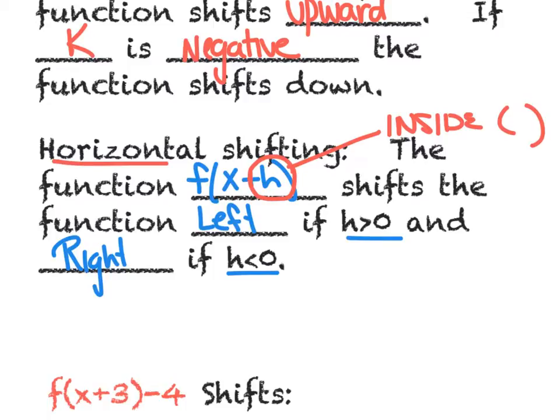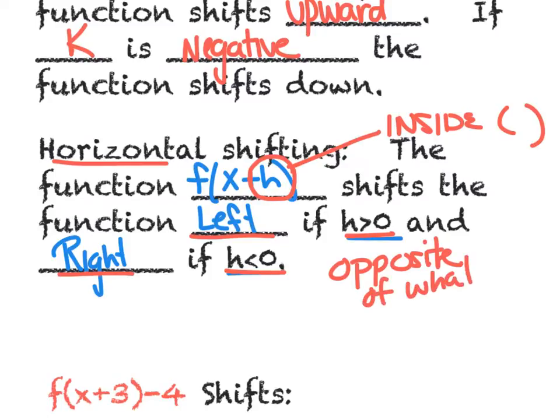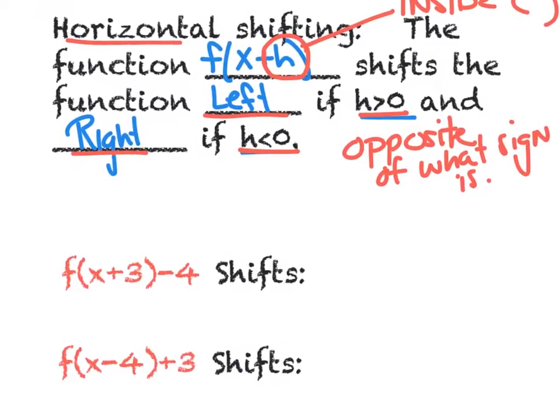The other big thing about h, you'll notice, is that it goes left if h is positive, and it goes right if h is negative. So basically, it does the opposite of what the sign is. I would put these notes in your notebook as well: opposite of what the sign is. Now we'll take a look at a few quick examples.